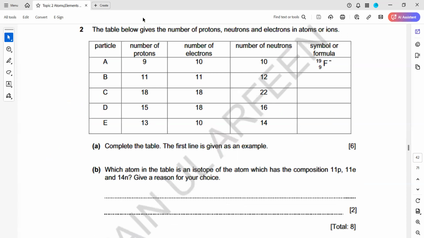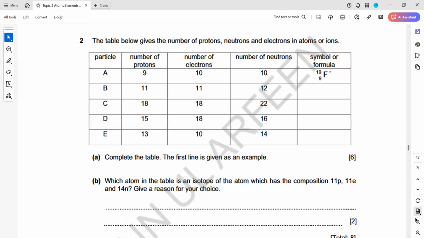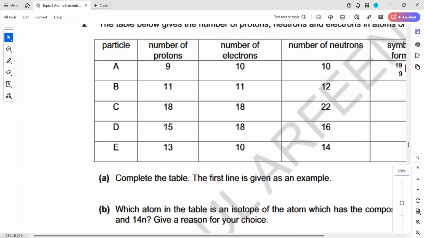Classified paper 4, topic 2. Okay. You can annotate on the screen. Use screen annotation to complete this.